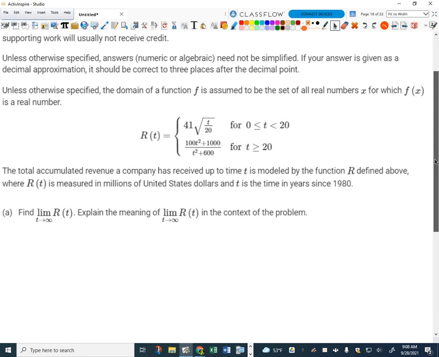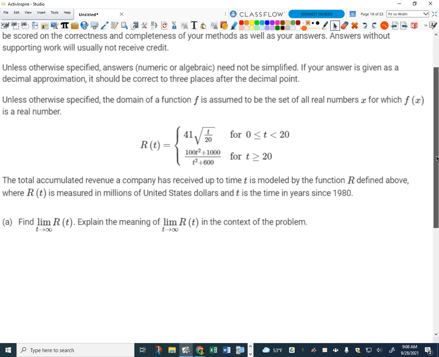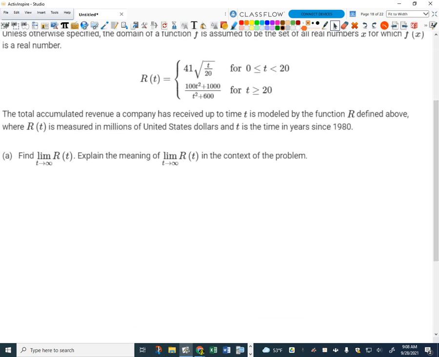Next question. This is a function, and this is revenue. The total accumulated revenue a company has received up to time t is modeled by this piecewise function, where R is measured in millions of dollars and t is the time in years since 1980. First, find the limit of R of t as t approaches infinity, and then explain the meaning of that limit in the context of the problem.